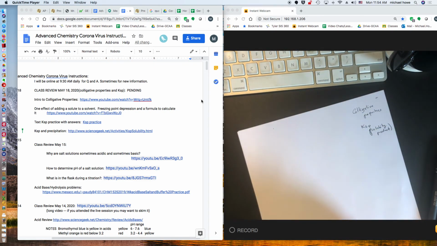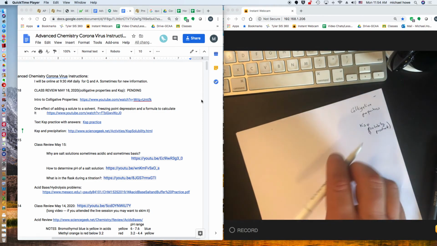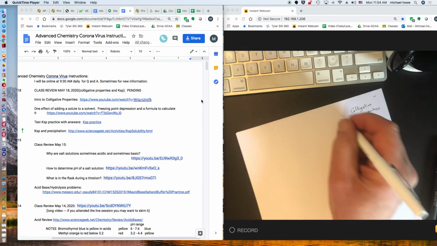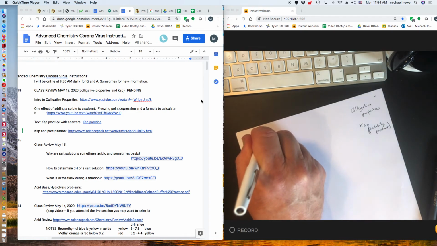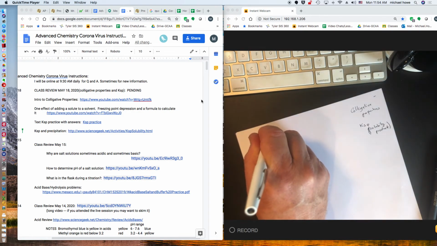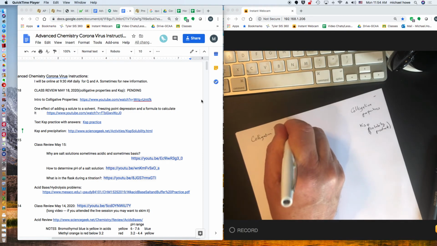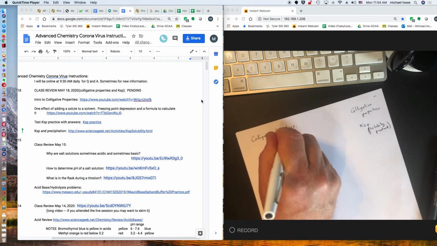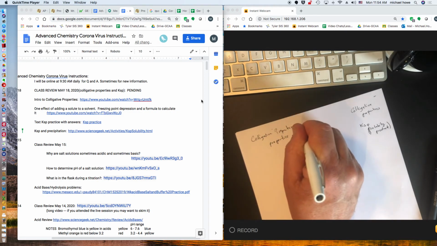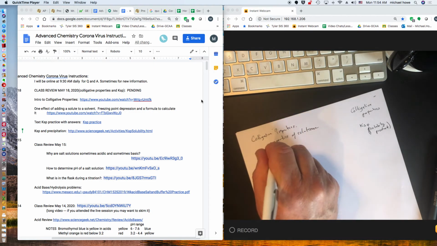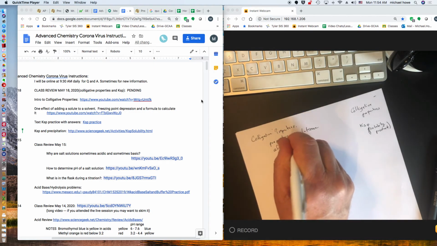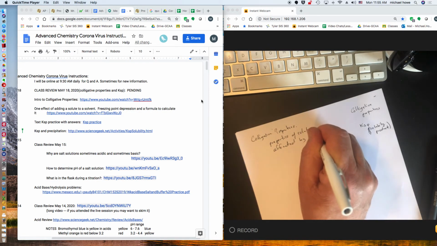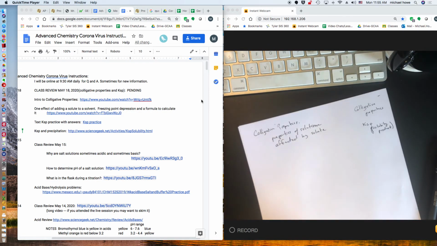All right, so in colligative properties, this is just something I think you should be exposed to. It's kind of common everyday chemistry. Colligative properties of solutions are properties that change when you add a solute. So colligative properties: properties of solutions affected by the solute. And the solute, of course, is what you dissolve in a solution. There are 4 of them.